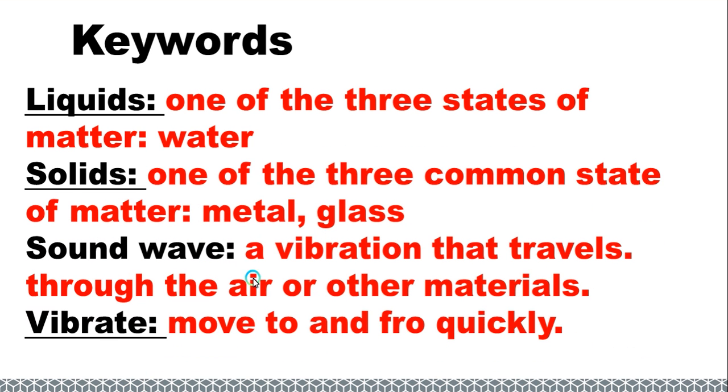Now, the keywords. Here are the keywords with their meanings. Liquid is one of the three states of matter. For example, water is a liquid, oil is a liquid. Solid is one of the three common states of matter, like metal, glass, wood, they are all solid. Sound wave is a vibration that travels through the air or other materials. Vibrate means to move to and fro quickly. So vibration means moving to and fro quickly.